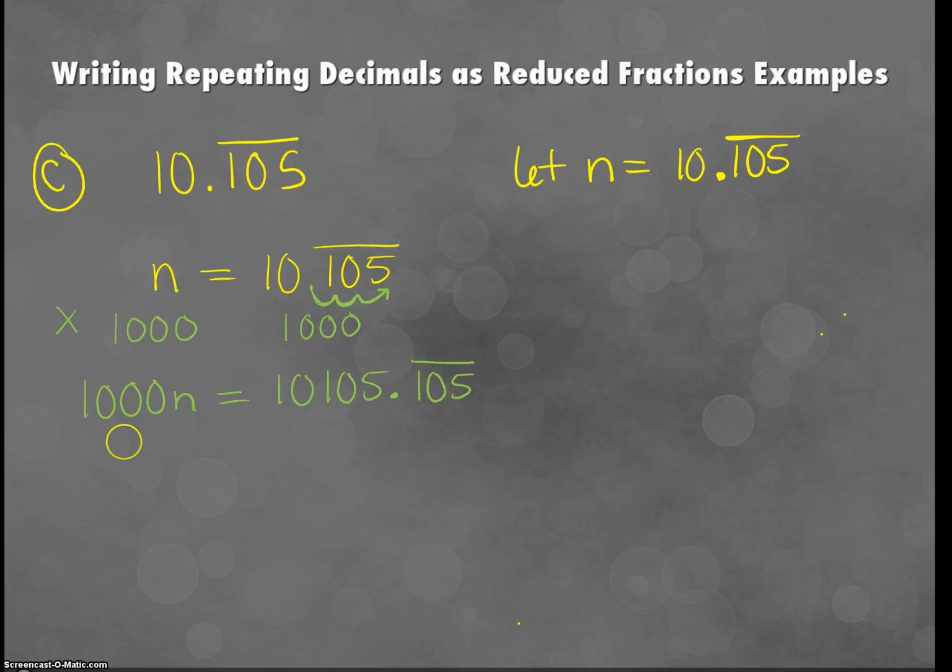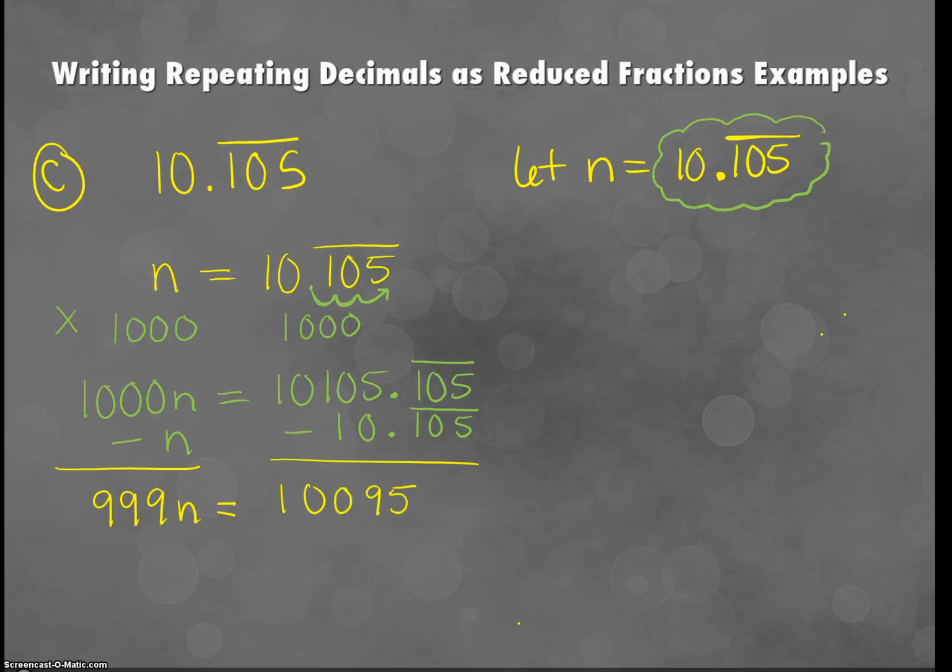So now when I subtract an n, I'm not just subtracting the bar because I let n be 10.105. So I need to subtract 10.105 forever. You want to make sure when you're subtracting decimals that you line them up. Go ahead and pause the video and see what you get.